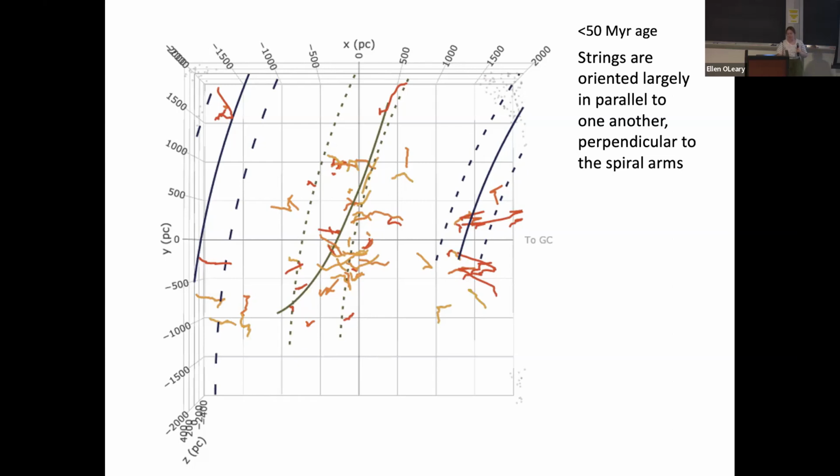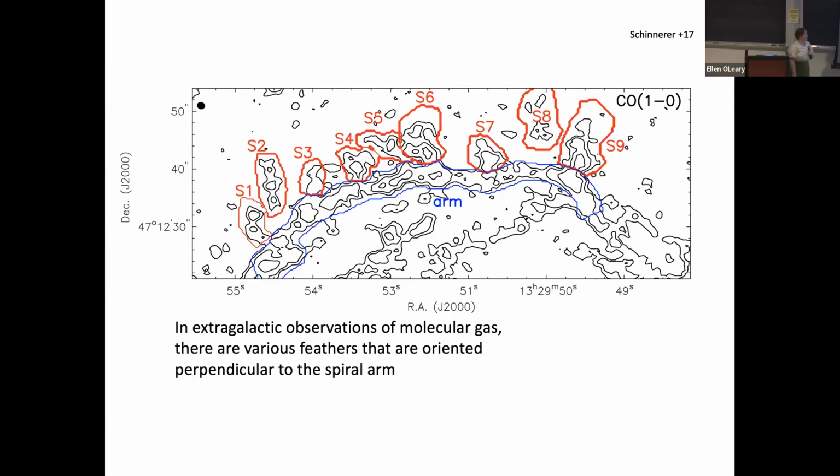And talking with people who study other galaxies, looking at high resolution maps of molecular gas, people find that when you have a spiral arm, there are often these feathers of gas protruding away from the spiral arms. And again, when you have gas, you're going to start forming stars. It is reasonable to assume that these strings might have formed from these feathers. And since strings are ubiquitous among the young stars in the solar neighborhood, we can assume that this may be the dominant mode of star formation in our own solar neighborhood.